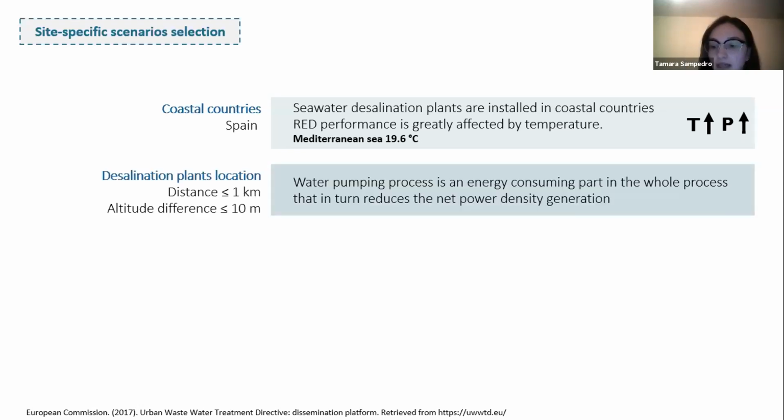As a second selection criterion, the desalination plant location has been considered, because the water pumping process is an energy consuming part of the whole process. So a distance to the wastewater treatment plant equal to or less than 1 kilometer has been established, with an altitude difference equal to or less than 10 meters.